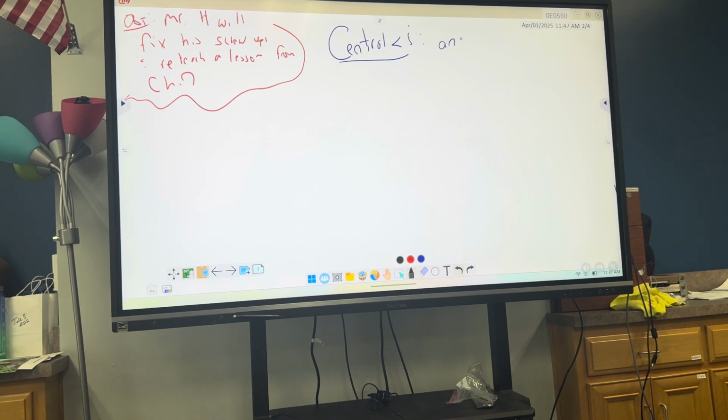So a central angle is an angle formed by two radii in a circle.